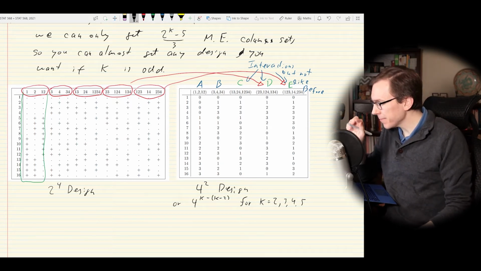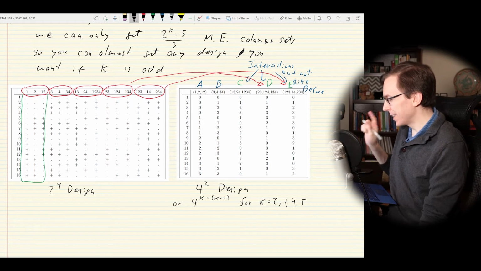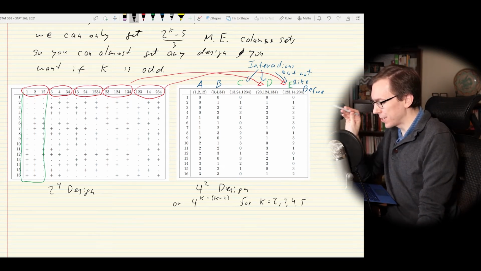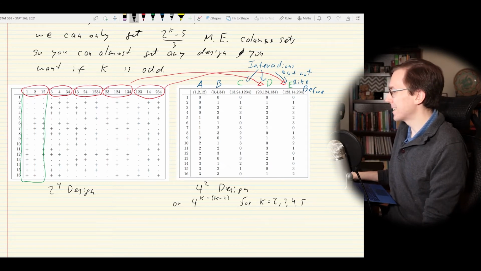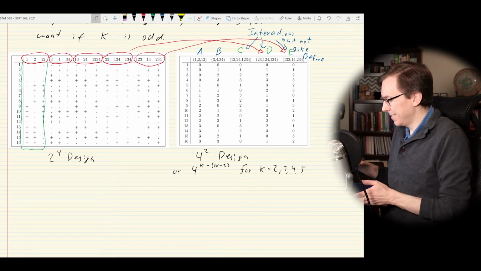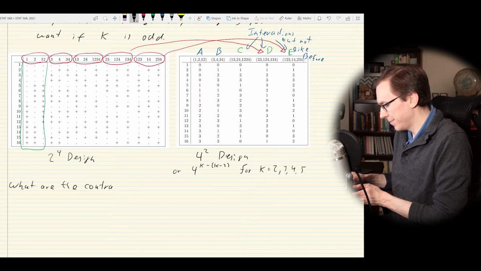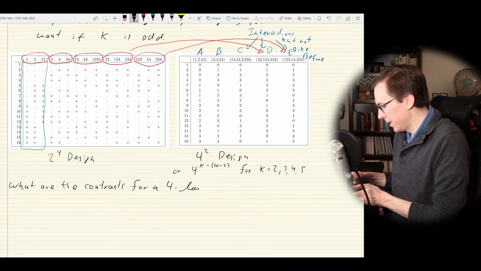But actually, my confusion that I quickly had about how to think about these interactions is a good thing to discuss, because, yeah, what are the contrasts for a 4-level factor?